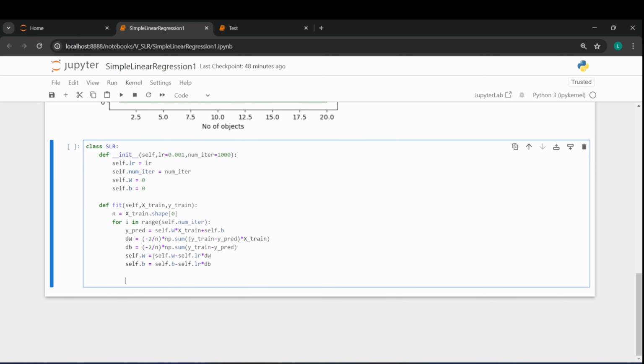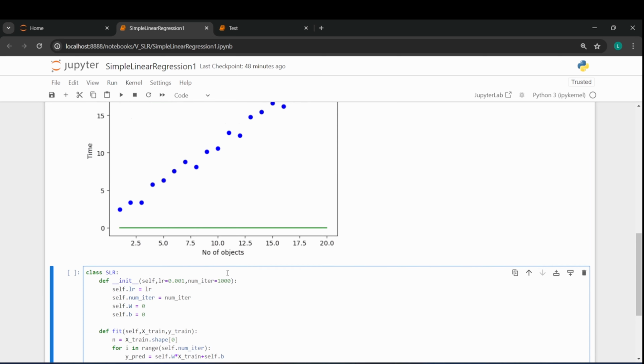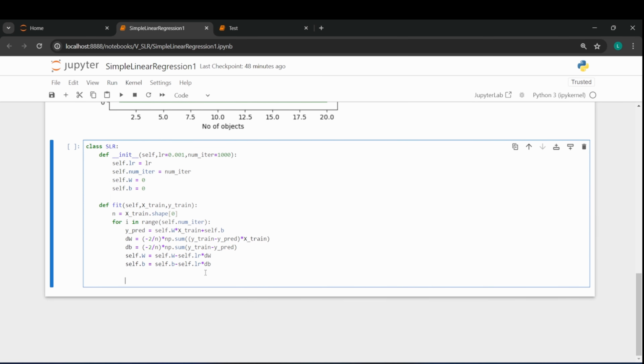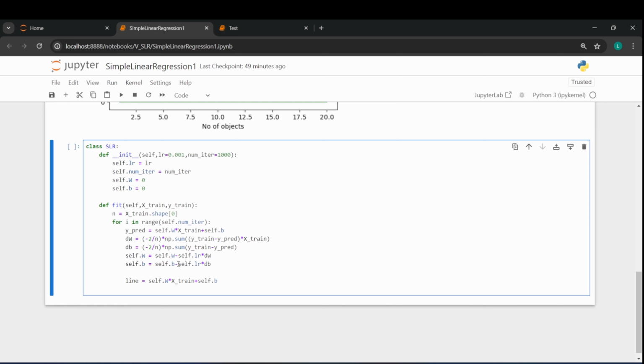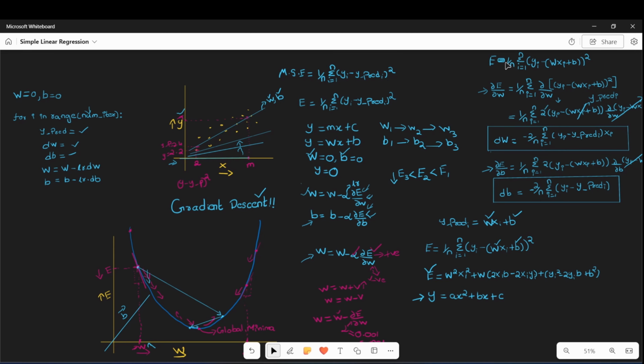Okay, good. We are updating the w and b value on each iteration, and after all the iterations are completed, we will reach the best fit line. Now let's also initialize where our line is in each iteration. So to do that, I'm going to first create the line equation. So line equal to self dot w into xtrain plus self dot b. Now let's also print the error value at each iteration. So error equal to, we also know the formula for the error, which is 1 by n into summation of i equal to 1 to n of (yi minus (w into xi plus b)) whole square.